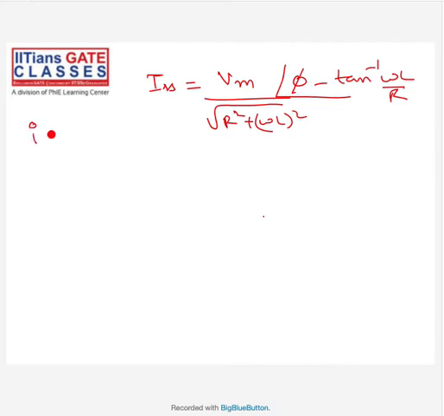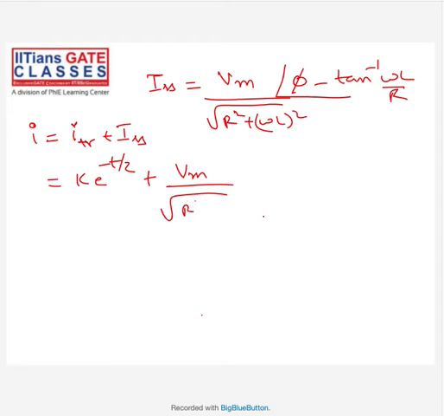So the total current I is equal to I transient plus I steady state. I transient I call k into e power minus t by tau, plus Vm by root of R square plus omega L square. If I write it again in sinusoidal form, this will be sine of omega t plus phi minus tan inverse omega L by R. This is the total or complete solution for I.